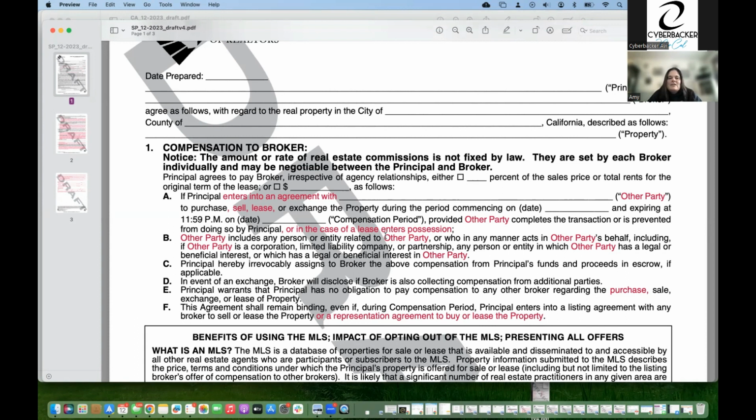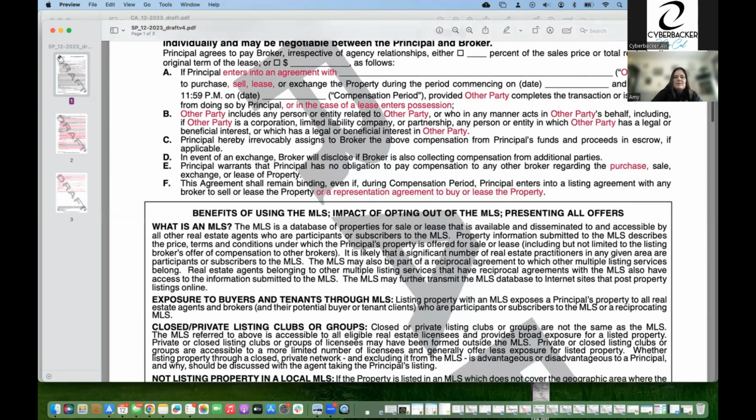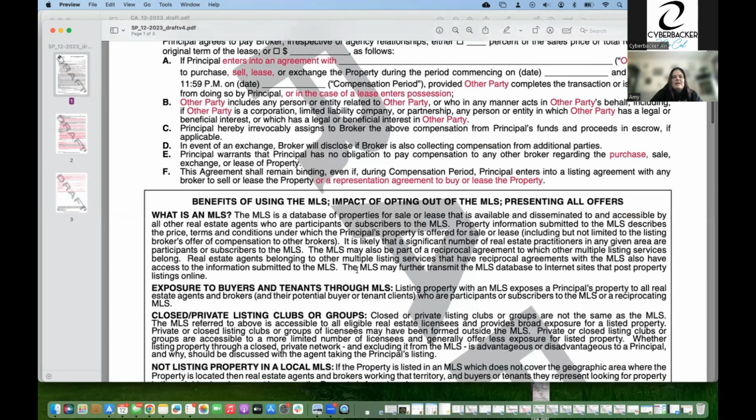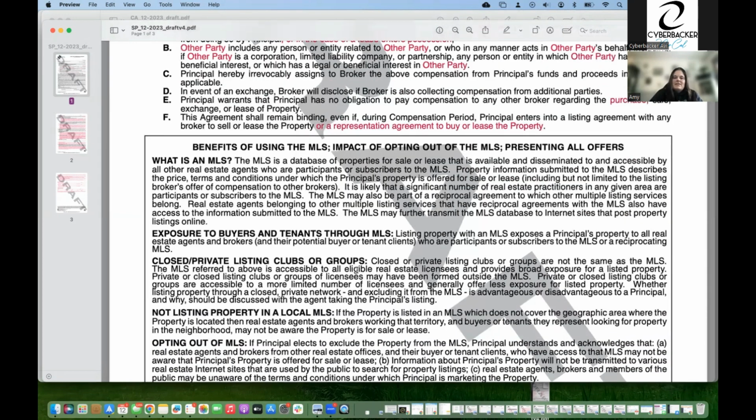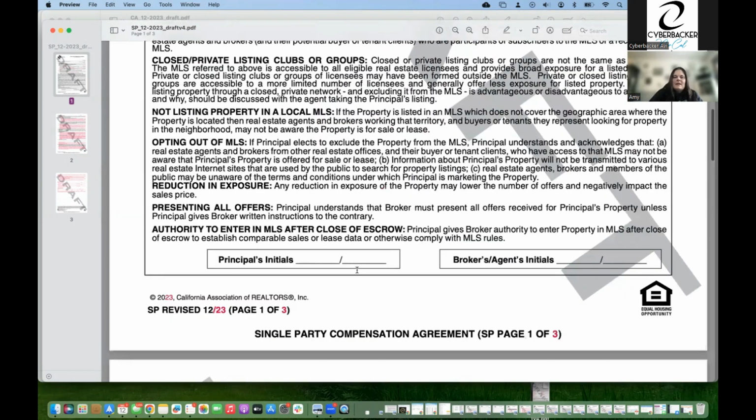Principal warrants principal has no obligation to pay compensation to any other broker regarding the purchase, sale, exchange, or lease of property. This agreement shall remain binding even if during the compensation period, principal enters into a listing agreement with any other broker to sell or lease the property, or a representation agreement to buy or lease the property, right? So both parties are agreeing that you're going to get compensated from this transaction, regardless of if they think it's going to fall through, they enter into a listing agreement with somebody else. We still have the benefits of the MLS and the impact of opting out of the MLS to warn them about selling their property off market.